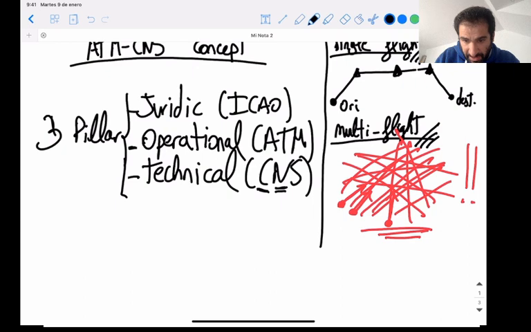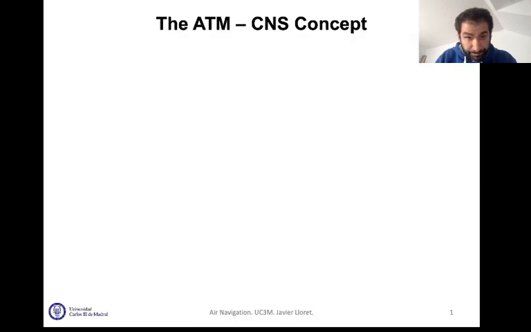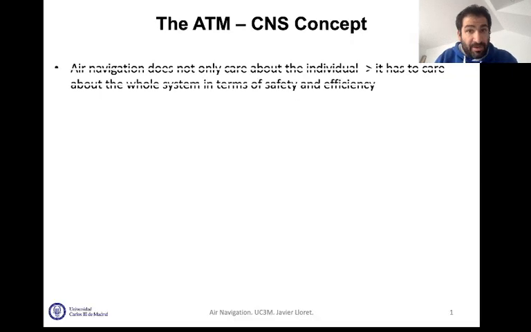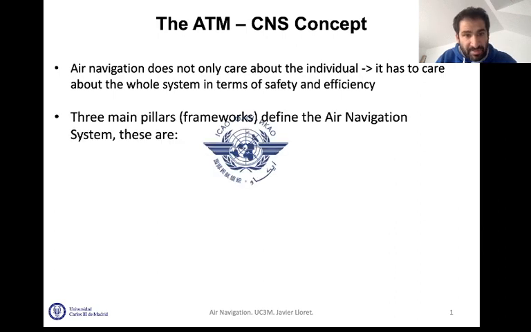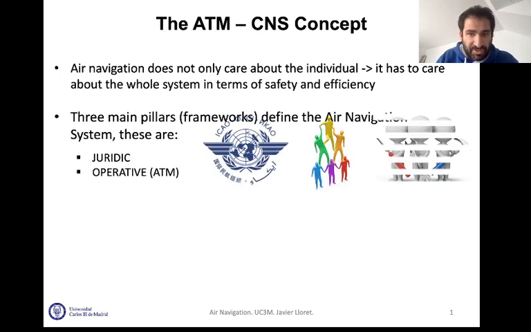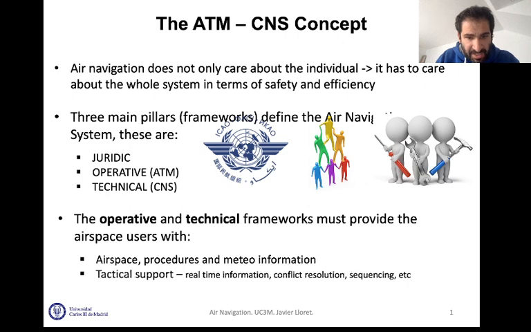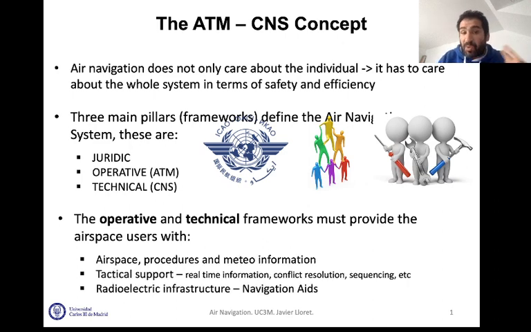So let me go back to here. You have the definition, these three pillars, right? Juridic, operational, and technical. And as I was saying, this is because we need to provide airspace structures, procedures, meteorological information we need before departing, but also once we are in the air, and then this tactical support, real-time information, conflict resolution, and all this network of infrastructures that navigation needs.